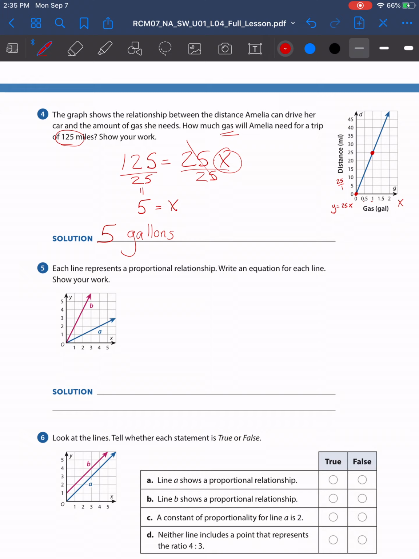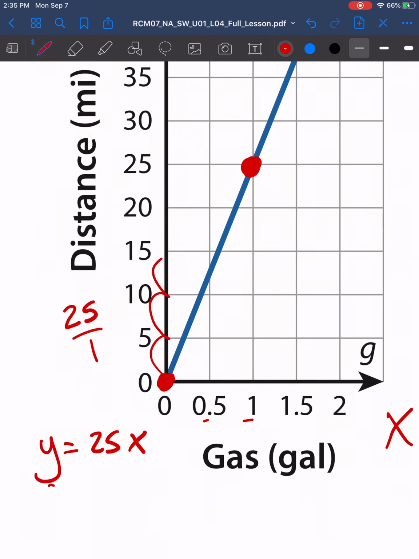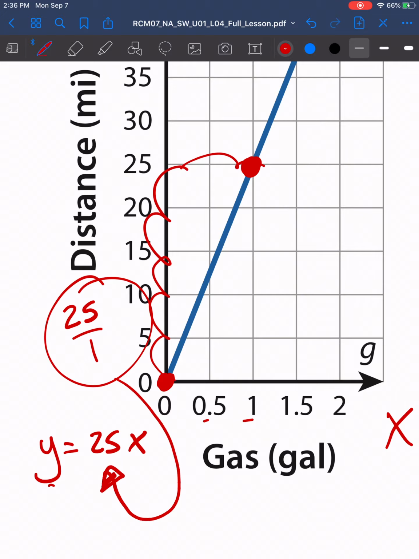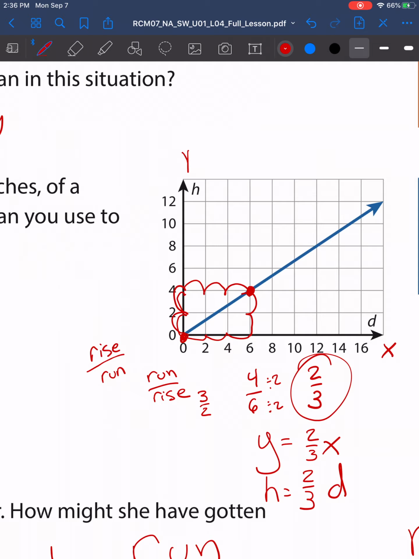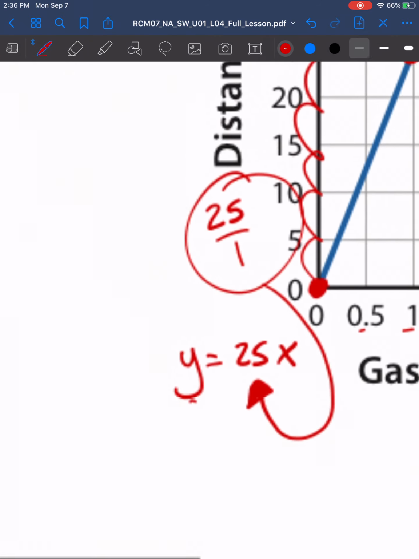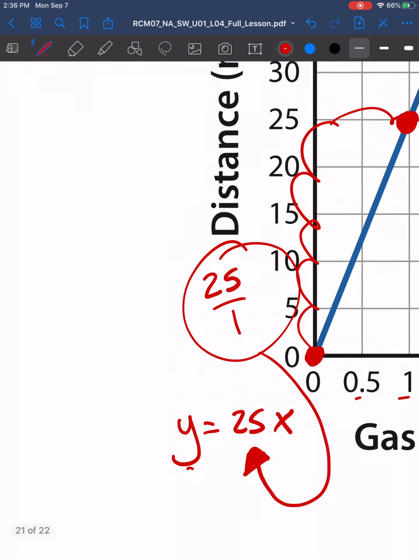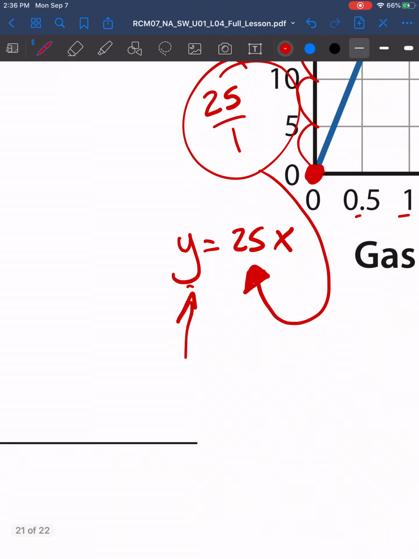Now let's talk about how we found that. First, we found the slope. Did our rise over our run. We found the slope was this. Then we put the slope into our handy-dandy equation. And then it told us we know she is going to go 125 miles. Miles is our y. So we're going to put 125 in for y. Now we just had to go solve for x. Okay?